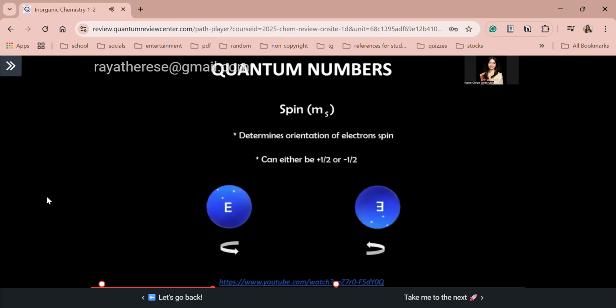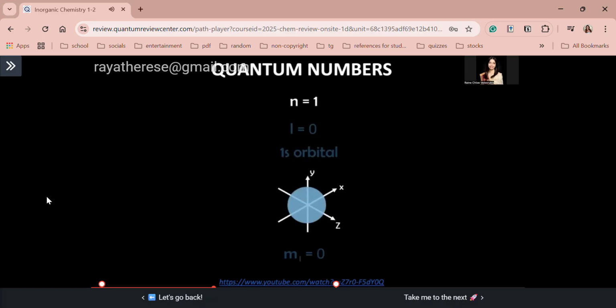Lastly, the spin quantum number, m sub s, which is either positive half or negative half, represents the electron's spin direction. This aligns with the Pauli exclusion principle, ensuring no 2 electrons in an atom have the same set of quantum numbers. Now, let's look at some quantum numbers.